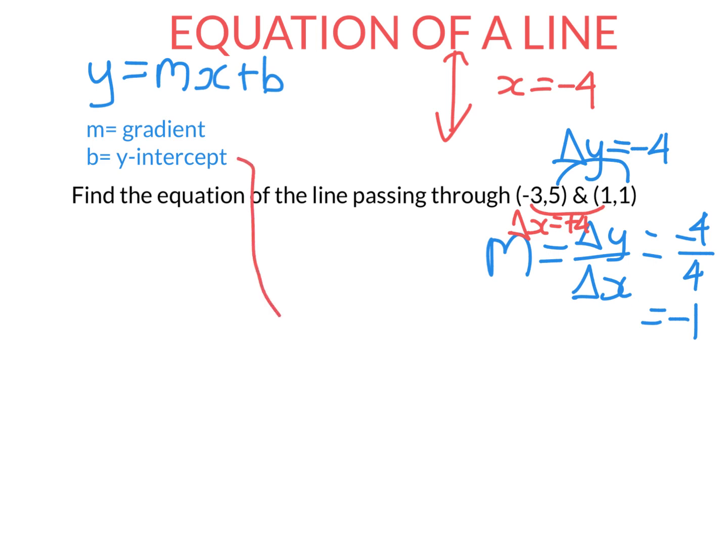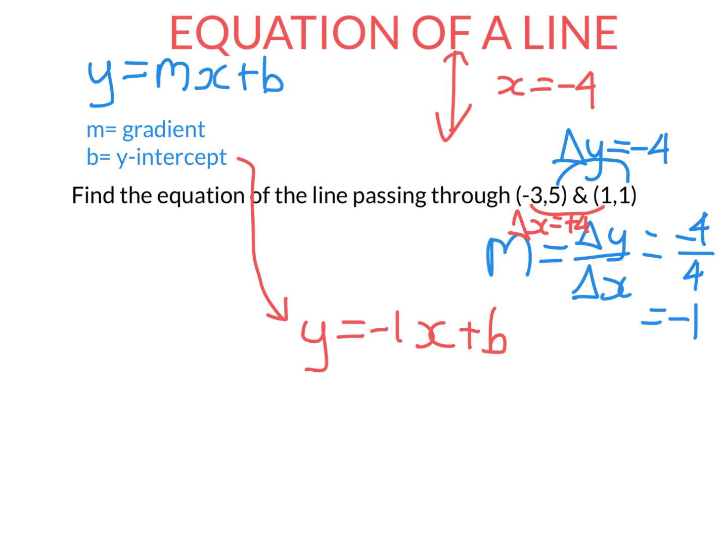We found the gradient. So how do we find the y-intercept? Well, to find the y-intercept, follow this. We write our equation y equals mx plus b, and we substitute m, x and y. So I'm going to substitute m for -1, which is what I just found, that the gradient's -1. Now to substitute x and y, we get it from one of the points. It doesn't matter which one. I'll just use this one because it has no negatives. So this point tells us when x equals 1, y equals 1.